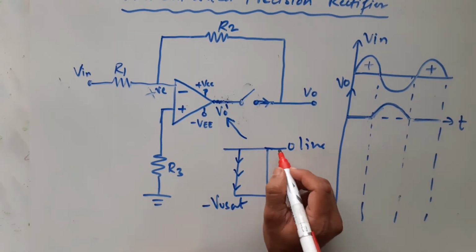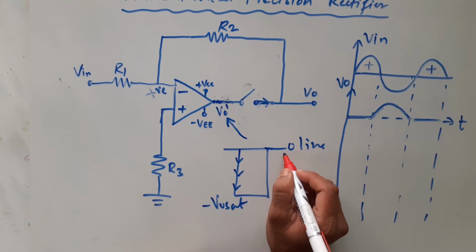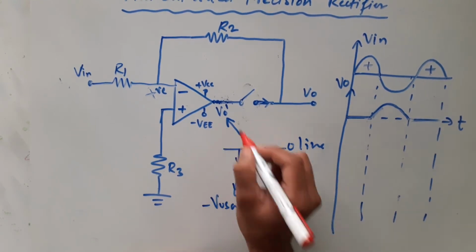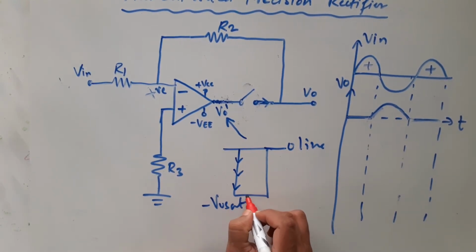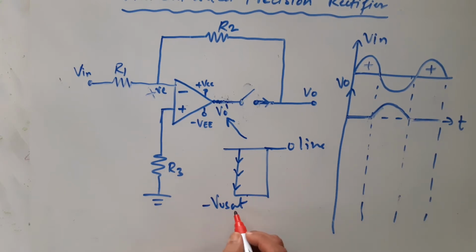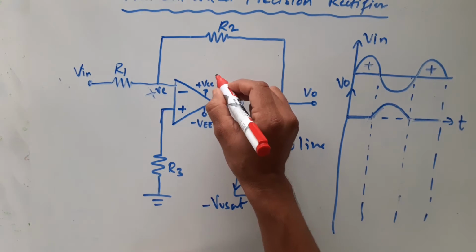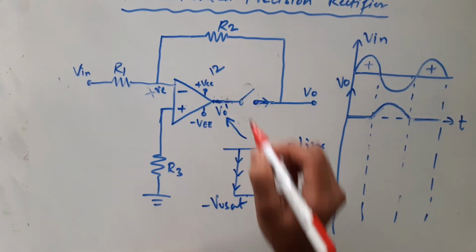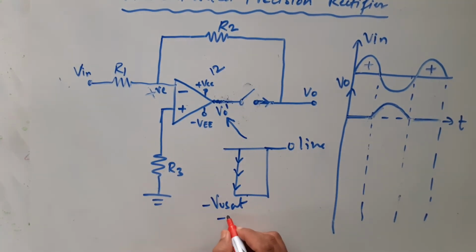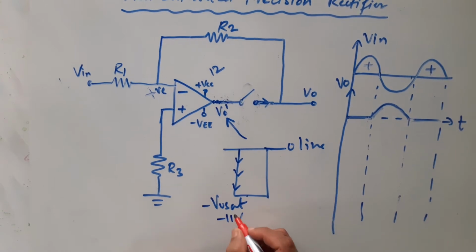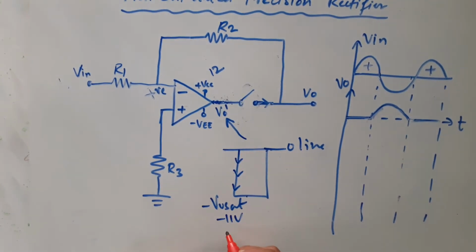So instead of being at 0 line, your output V0 dash goes into negative saturation level. Here it goes till minus V0 sat, right? For example, if VCC is 12, then minus V0 sat will be minus 11 volt. So V0 dash will have a voltage of minus 11 volt. This is an unnecessary action which is happening here.